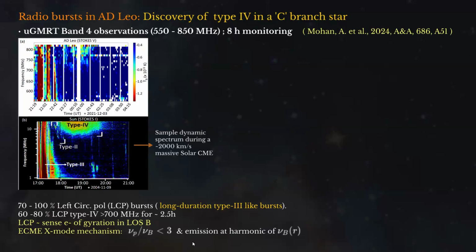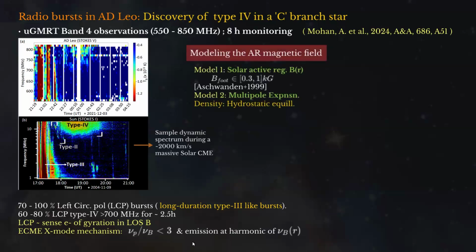region in the corona where the plasma frequency to gyro frequency ratio should be less than 3, because it's an ECME mode emission. And since we have the Zeeman Doppler imaging maps, we can get the photospheric magnetic fields, and we can extrapolate them by using some profile. So we chose 2 profiles. One is a solar-like active region profile.